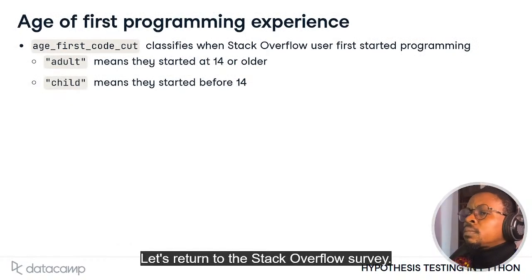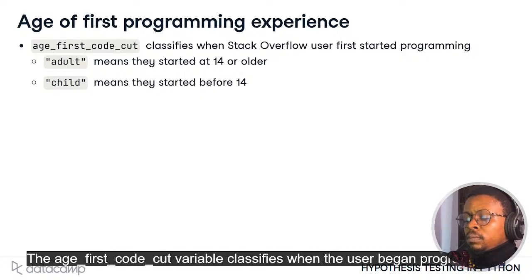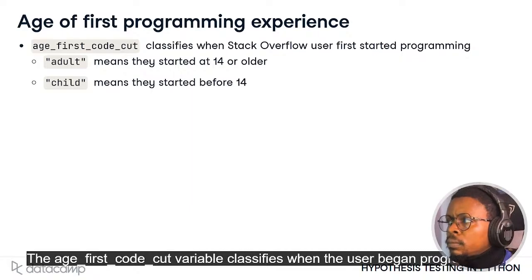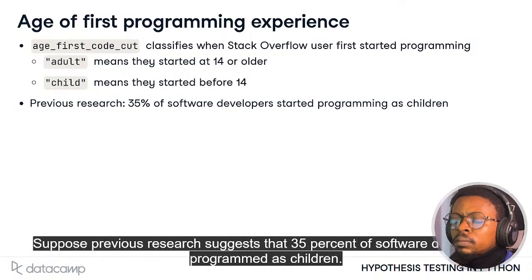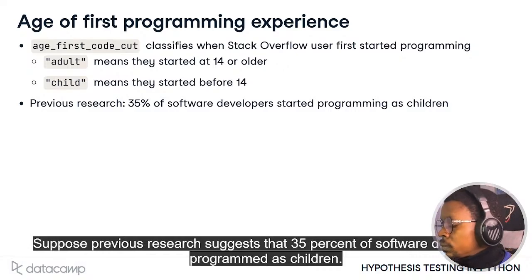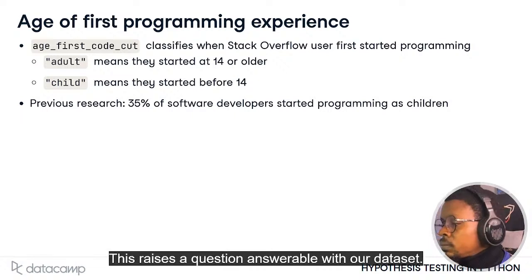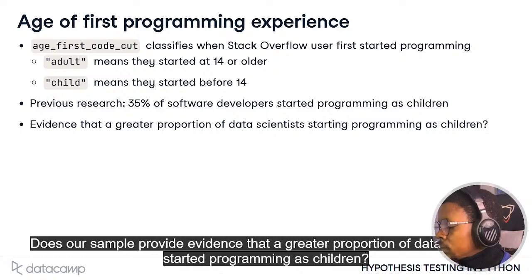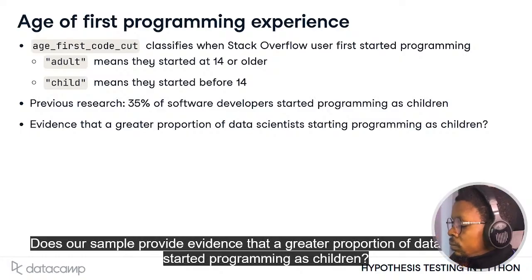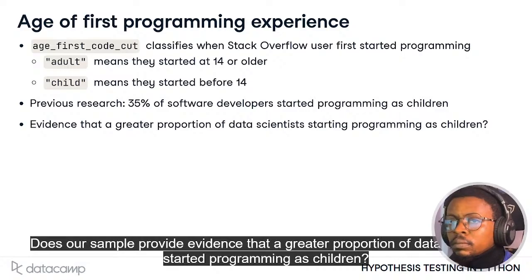Let's return to the Stack Overflow survey. The age_first_code_cut variable classifies when the user began programming. If they were 14 or older, they are classified as adult, otherwise child. Suppose previous research suggests that 35% of software developers programmed as children. This raises a question answerable with our dataset. Does our sample provide evidence that a greater proportion of data scientists started programming as children?